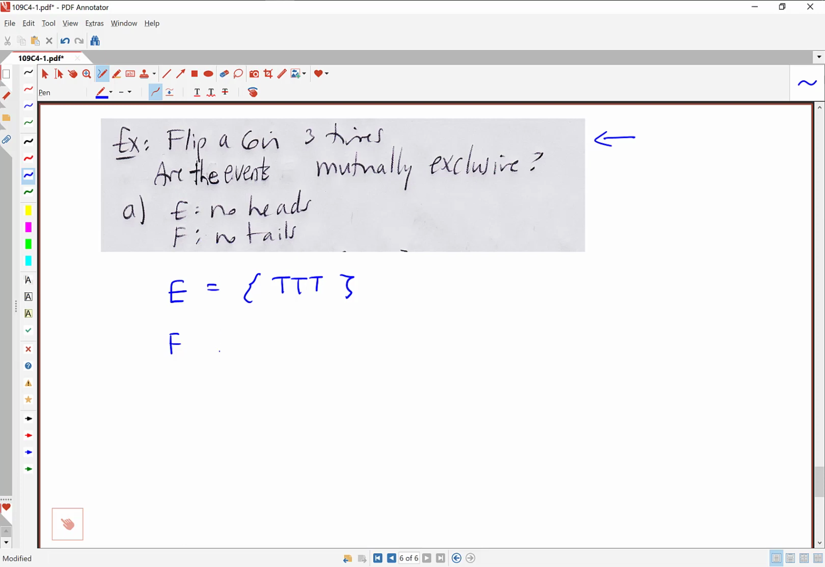The event F is that we get no tails. So therefore there's only one thing that can happen. That would be we get 3 heads in a row. So now we're going to ask, what outcomes do E and F have in common? If we were to write down the intersection of E and F, what outcomes are in both sets? None. So E intersect F is the empty set, and we would say yes, E and F are mutually exclusive.